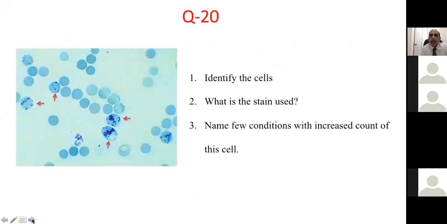So the next is identify the cell. What is the stain used? Name few conditions with increased count of this cell. Please identify the cells. 5 more questions after this, and we'll quickly go through this in the next 10 minutes.